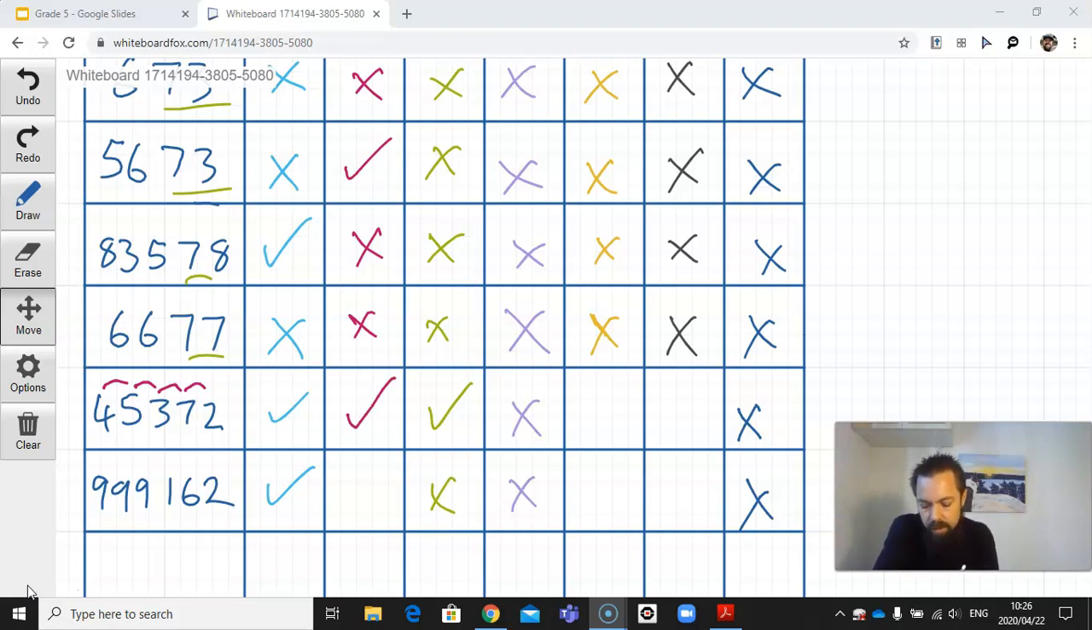Now, because the whole number was divisible by 3, for the 6, I just need to check the last number. So it is divisible by 3, plus the last number is an even number, which means it is divisible by 6. For 9, I got to 21. 21 wasn't in the 9 times table, so that one's still not divisible by 9.